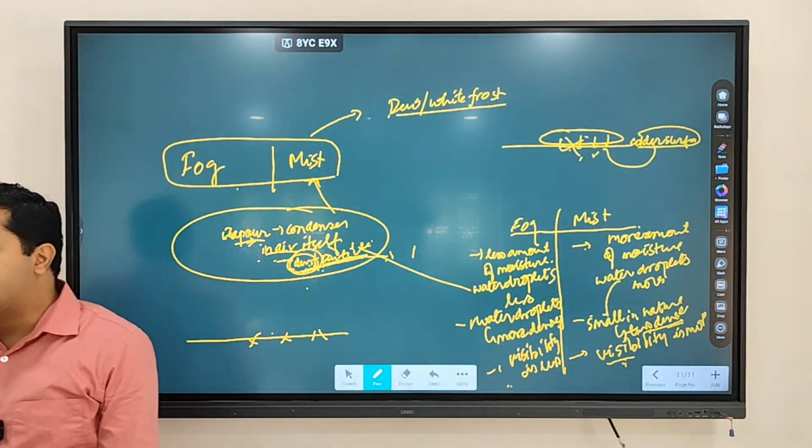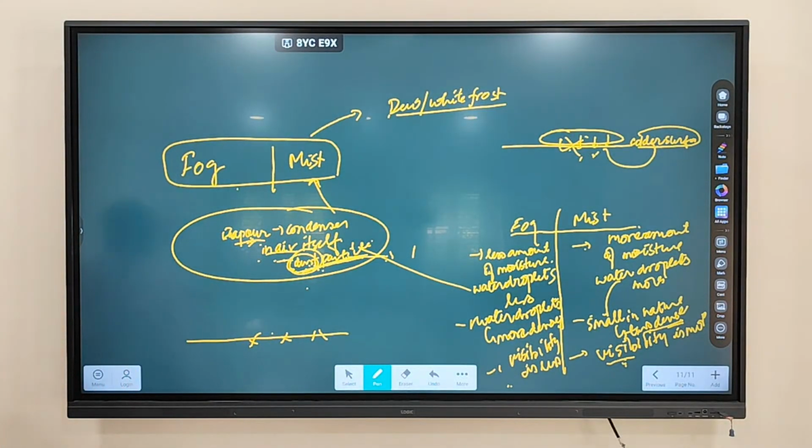Clear? So when fog is formed, you see visibility decreases. Why does visibility decrease? Because in fog, the water droplets are very dense in nature. Fine. So that is the difference between fog and mist.